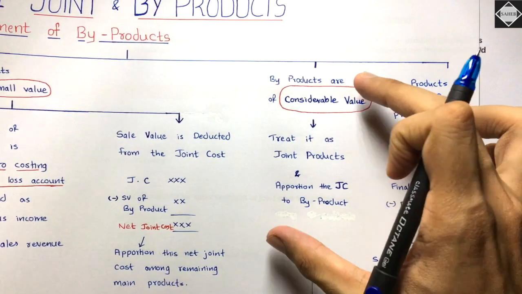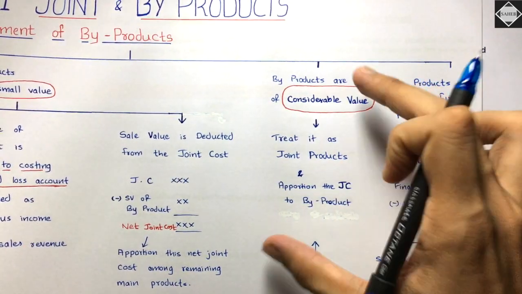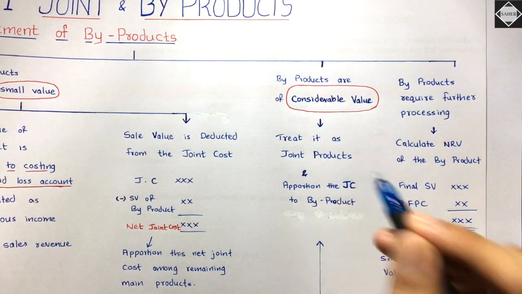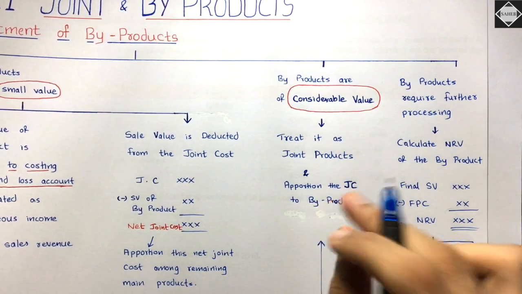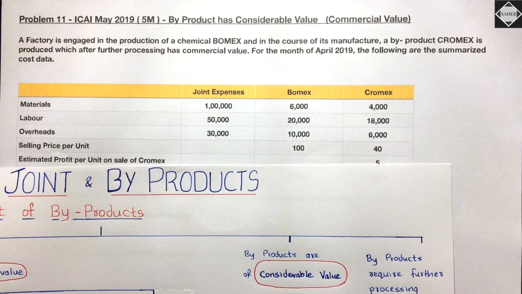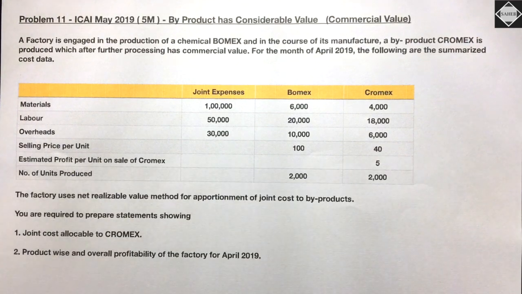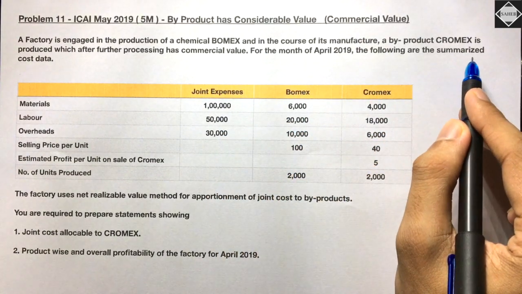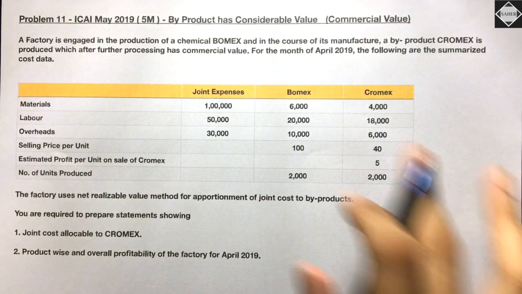That means it's falling into this category. Byproducts are of considerable value. You have to treat it as joint product and apportion the joint cost to that byproduct Chromex also. Is that clear? Yes, immediately you have to register this when you read that. Then for the month of April 2019, the following are the summarized cost data. Okay, some information is given over here.